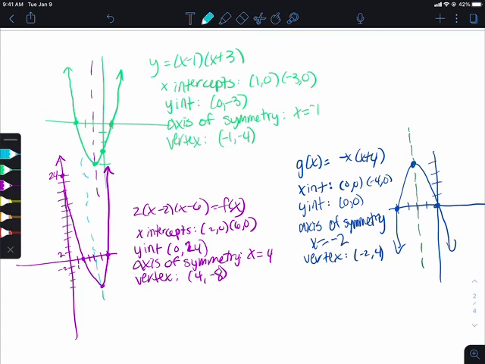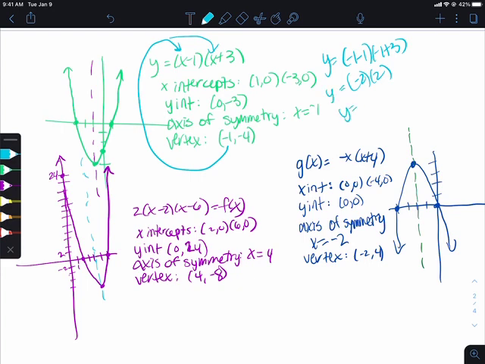So what I'm going to do is just plug this into my x values. So we're going to do y equals -1 minus 1, -1 plus 3. So that gives us -2 times 2, which gives us -4. So then we know that our vertex is the x value that we got from the axis of symmetry, and then the y value that we just plugged in. So then this becomes our vertex.